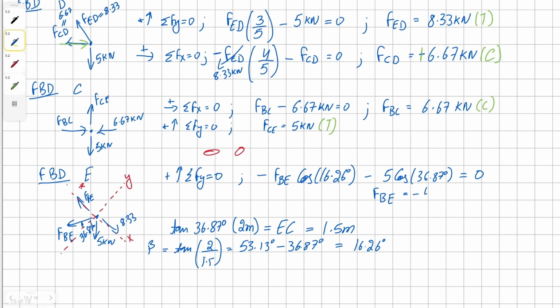Solving for force BE, we get our solution as 4.17 kilonewton. And because we got our solution in negative, this means we drew our vector in the wrong direction, and it should be facing the joint E. And this means this member is in compression.